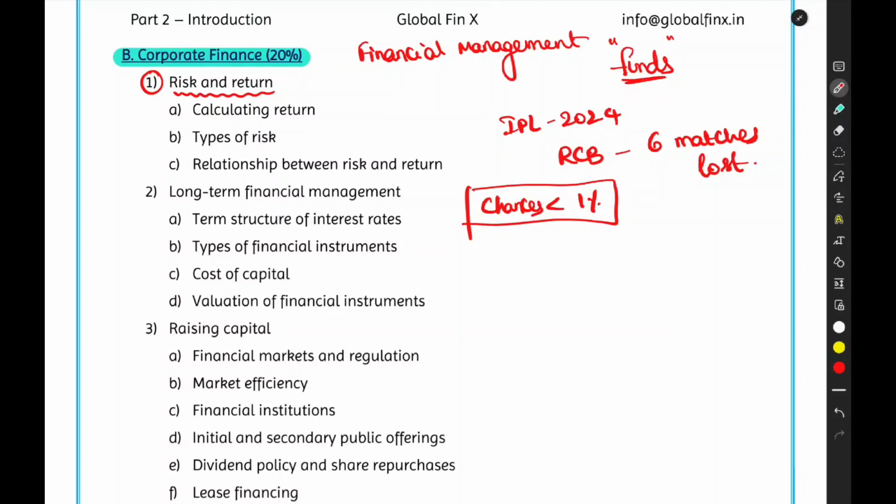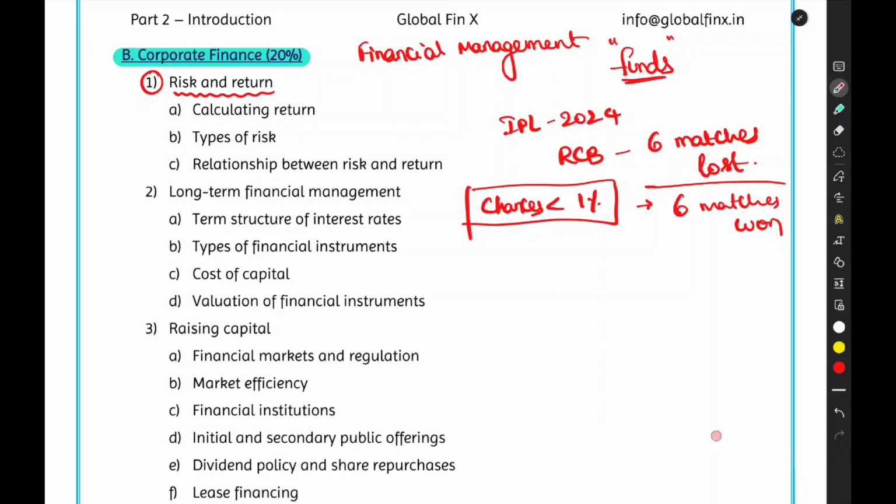But after that, magically RCB won 6 matches in a row. After losing 6 in a row, RCB won 6 in a row, and they beat CSK in the qualifier elimination, whatever match you want to call it, the knockout match. They beat CSK by more than 20 runs, and then with the help of net run rate, they went into the qualifiers.